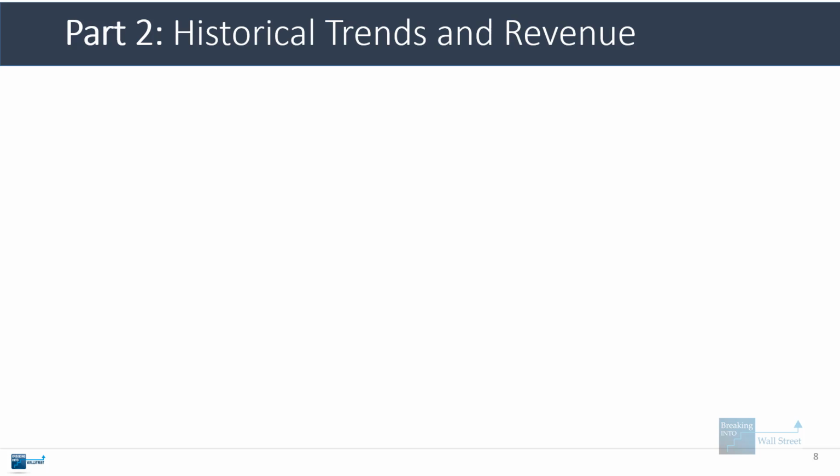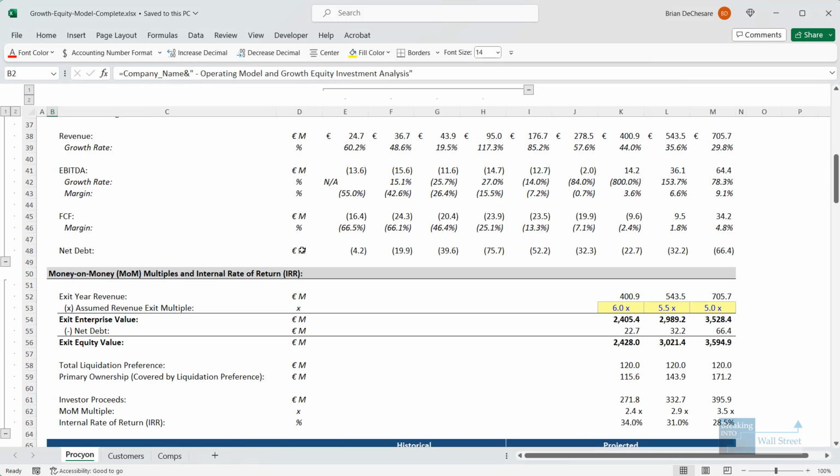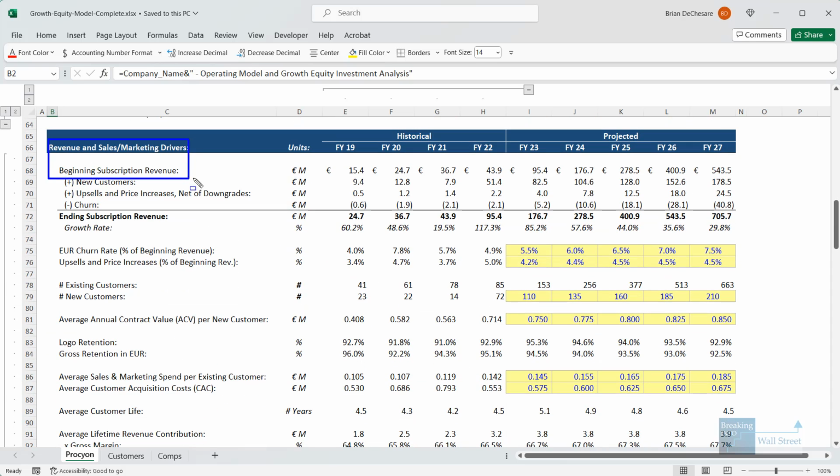Let's go into the historical trends in revenue here and talk a little bit about how to get to these numbers. Once again, I'm just going to pull up the finished version of the file to demonstrate. So if you go down here and go down to revenue and sales and marketing drivers, you see some items for new customers, upsells and price increases, churn, and you see a lot of SUMIFS and COUNTIFS formulas here.